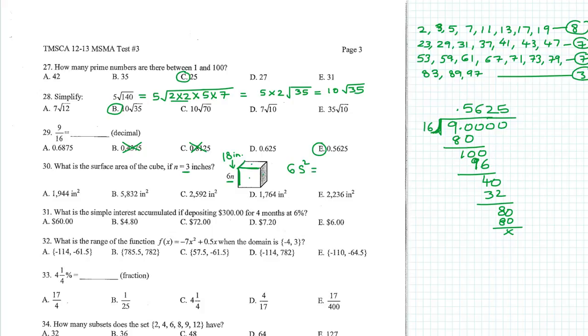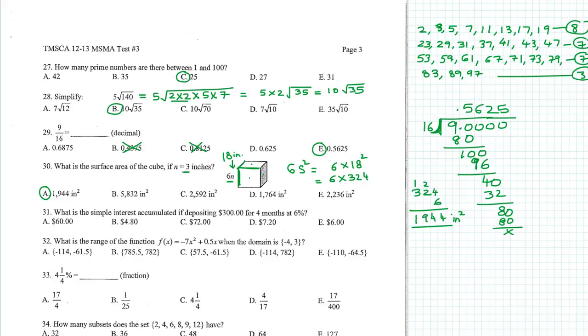So we have to determine in this case 6 times 18 squared, which is nothing but 6 times 324. The square of 18 is 324. So 324 times 6: 6 times 4 is 24, 6 times 2 is 12, 12 plus 2 is 14, 6 times 3 is 18, 18 plus 1 is 19. So the area of this cube is 1944 inches squared. So A is the correct answer.